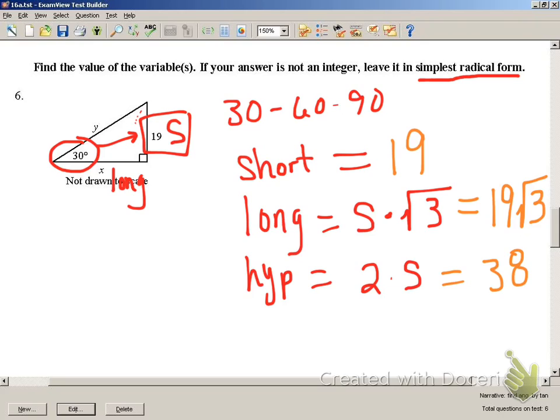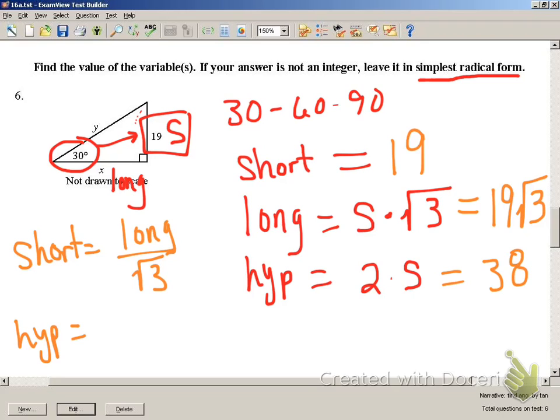Now let's take some time. What if I was not given the short? Then if I were given the long, to find the short, I would say the long divided by radical 3, go through my properties of rationalization, and then solve. And if I was given the hypotenuse to find the short, the hypotenuse divided by 2 gives me the short side. I always want to find the short side first and then find my other sides, because all of my other formulas are in reference to the short side.